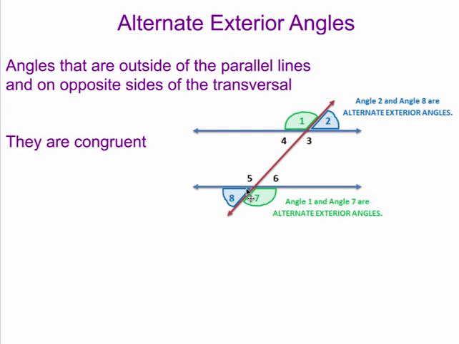If this angle, angle 7, is 120 degrees, then angle 1 is also 120 degrees. If angle 2 is 60 degrees, then angle 8 is 60 degrees. So that's how alternate exterior angles work.